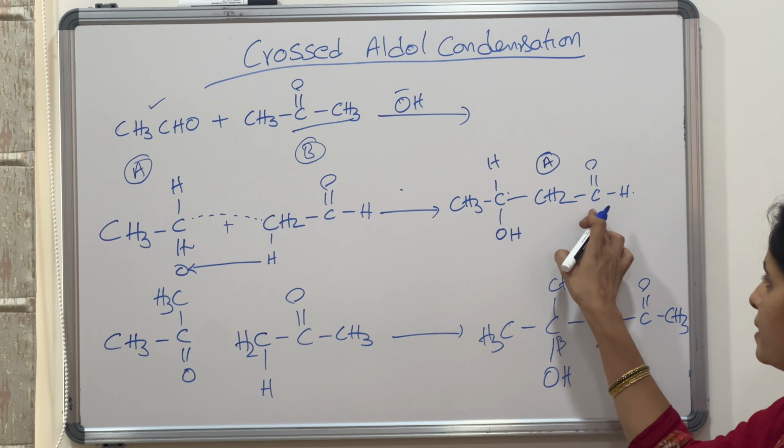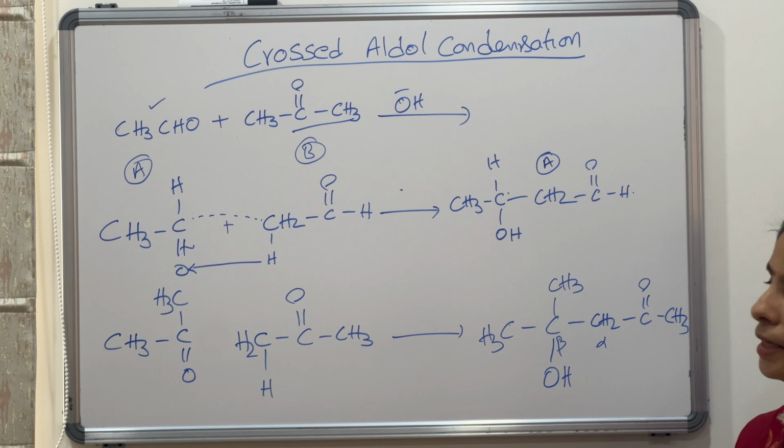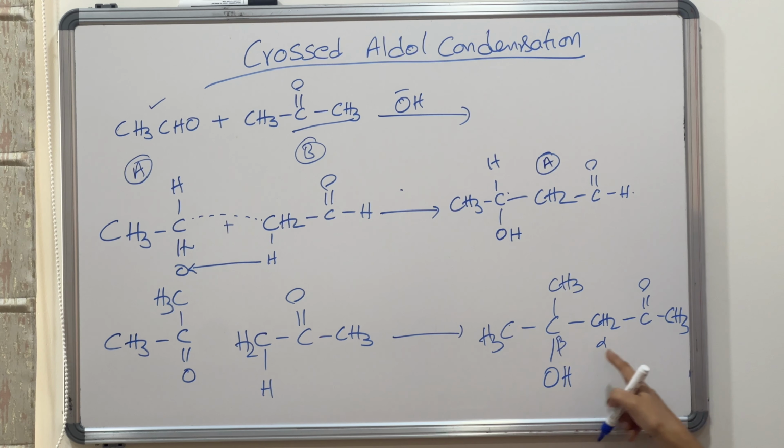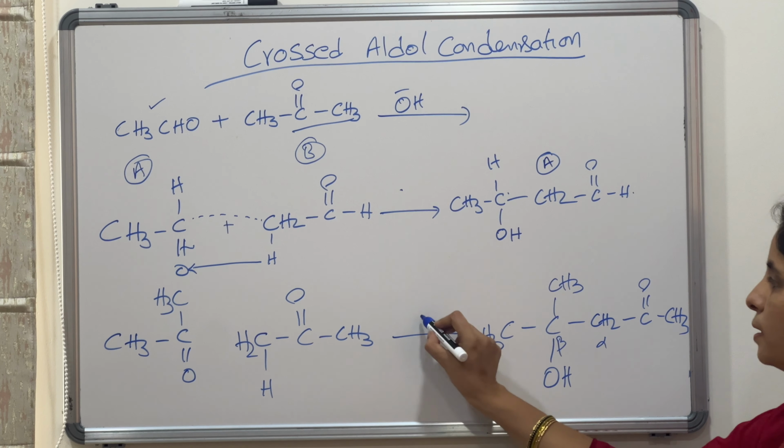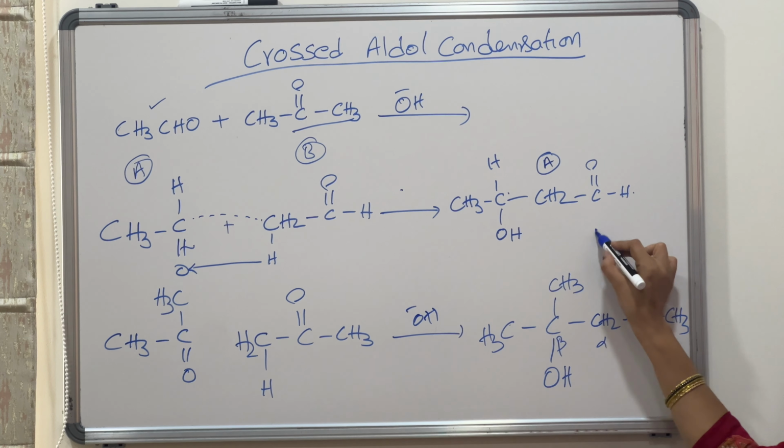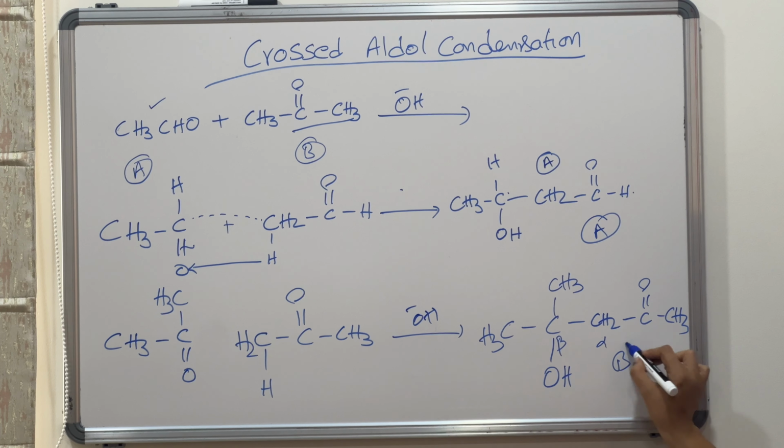This is your beta hydroxy ketone. If it is an aldehyde, it is a beta hydroxy aldehyde. If you take a ketone, it is a beta hydroxy ketone. This is another aldol condensation product. This is your product A and this is your product B. Clear. Now how to write the remaining two products.